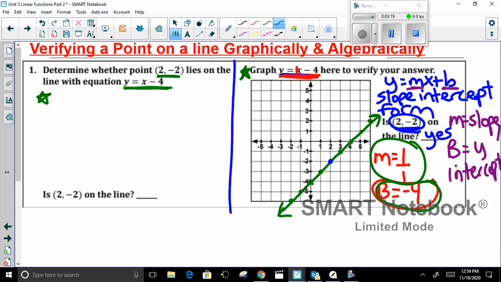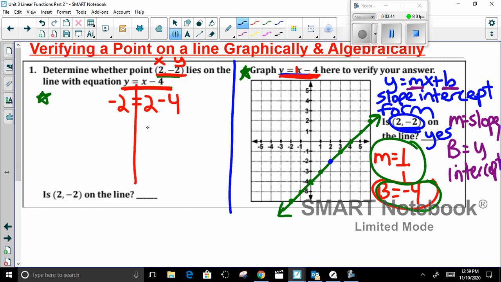Well, it most certainly should work out algebraically then, but I'm going to go ahead and show you just so we can double check. If I'm given my equation, and I want to check algebraically if this point lies on the line, remember, this is x and that's y. So substitute them into your equation. y is -2, x is 2, and then leave the rest of the equation.